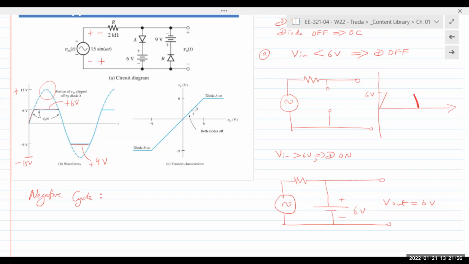So again, to recap, the flat line clipping portion value comes from the batteries. Sorry, diodes are not conducting on either side. When the diodes are conducting, the output goes directly to the battery. And that's how it works as a clipping or a clipper circuit.